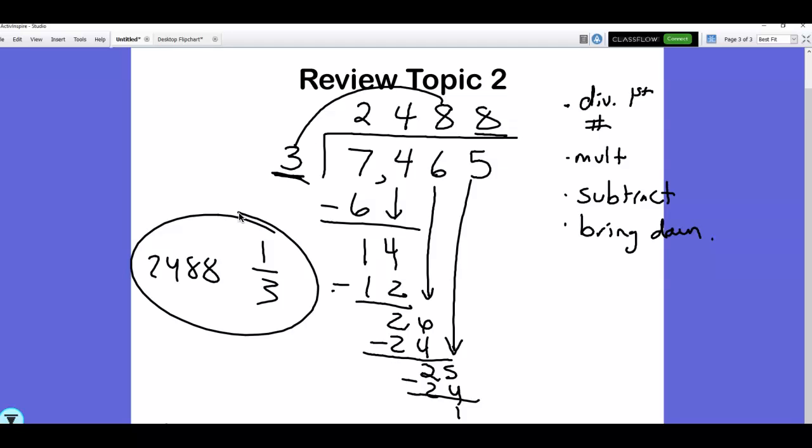Now why did we review that? Because we're going to be doing that today, but we're doing it with polynomials instead of just regular numbers. These steps are pretty much going to be the same every time.